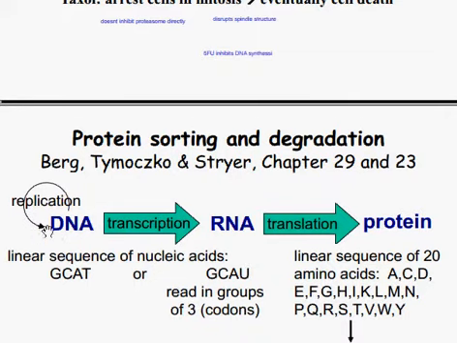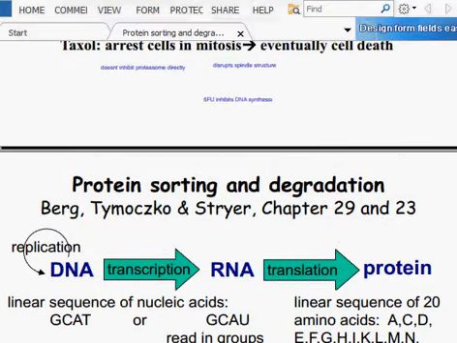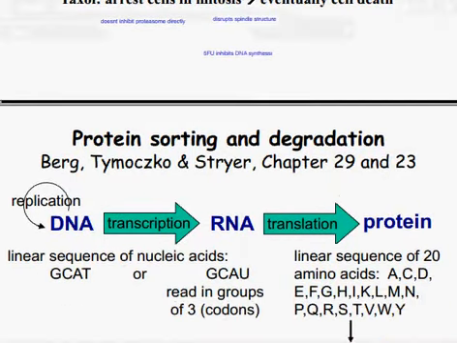You should now be an expert on DNA transcription, RNA translation, protein folding, sorting, organism structure and function, and protein degradation. And that's all I've got for tonight.